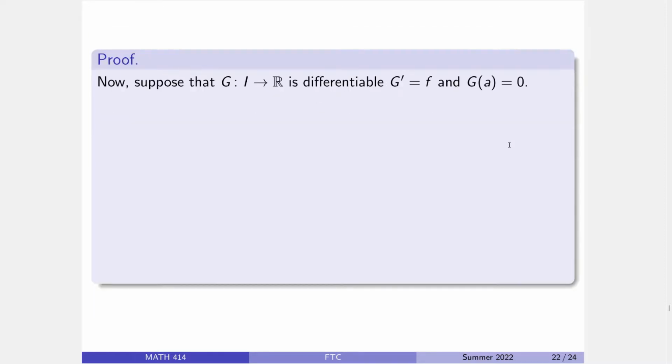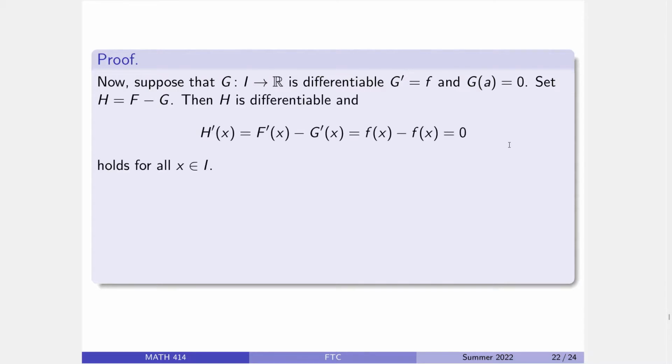Alright, so let's get that uniqueness, shall we? Suppose that I have a differentiable function g whose derivative is f, and it sends a to 0. Well, let's let h equal f minus g. Well, by definition, then, h is differentiable, and, oh, looky here, its derivative is equal to 0. And not only is its derivative equal to 0, that's true for all x that live in a non-degenerate interval. So it's got to be that h is constant.